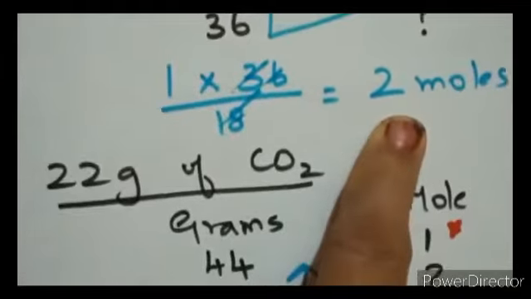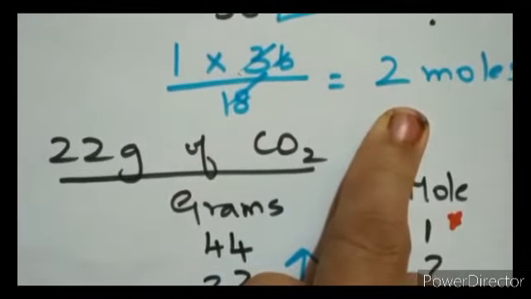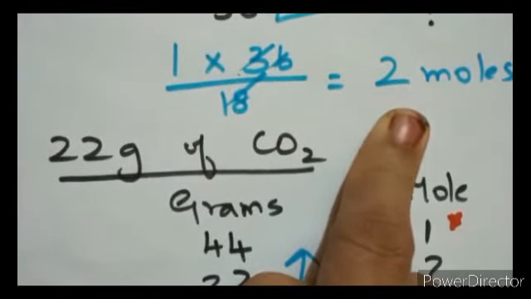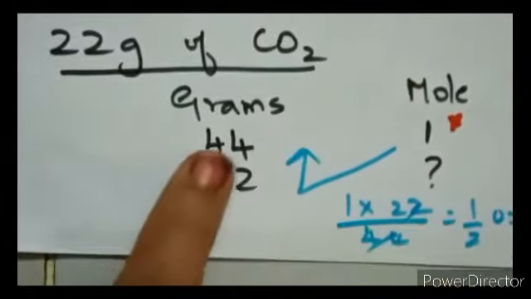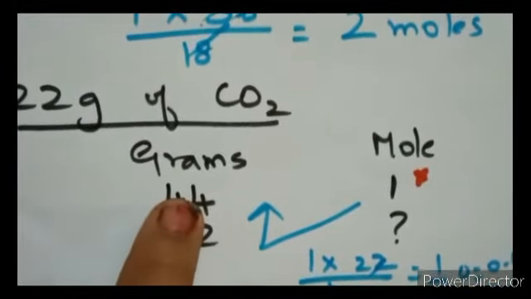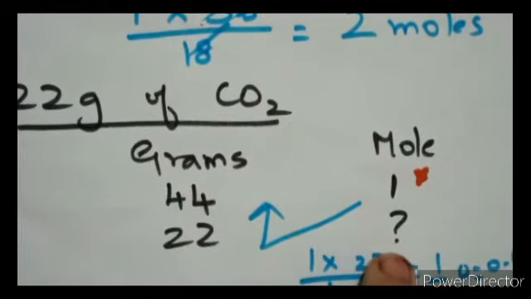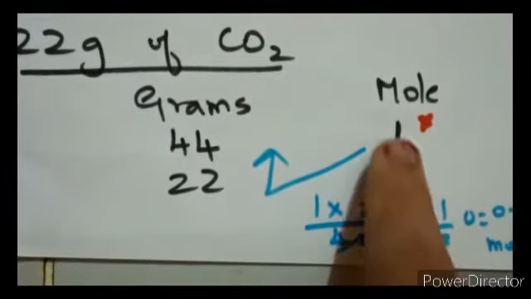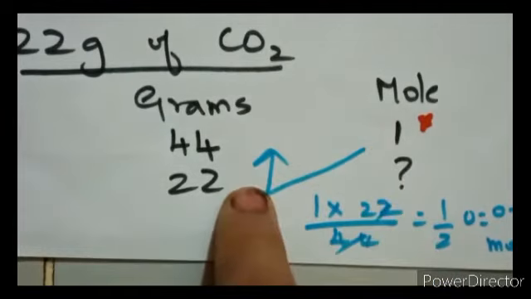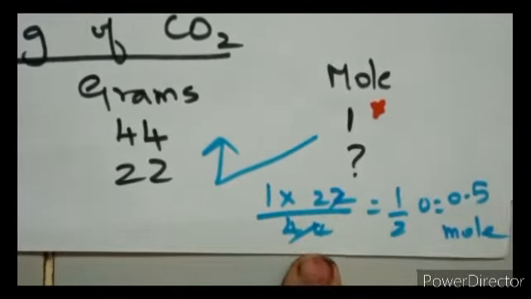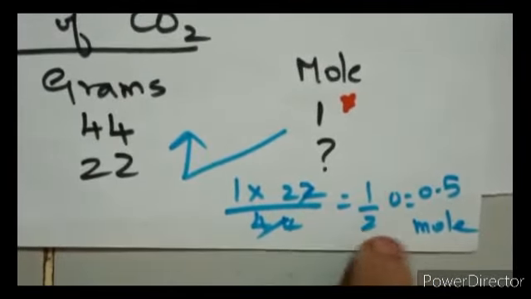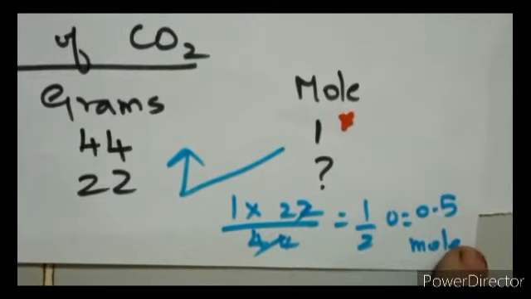The second question is, what is the number of moles present in 22 grams of carbon dioxide? So 44 grams is 1 mole, the standard statement. So 22 grams is how much? So go cross from the question mark side. So 1 into 22 by 44, that is equal to half, that is 0.5 mole.